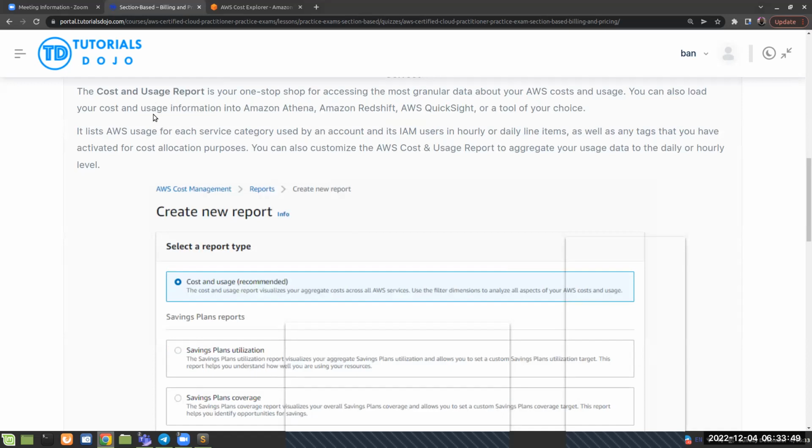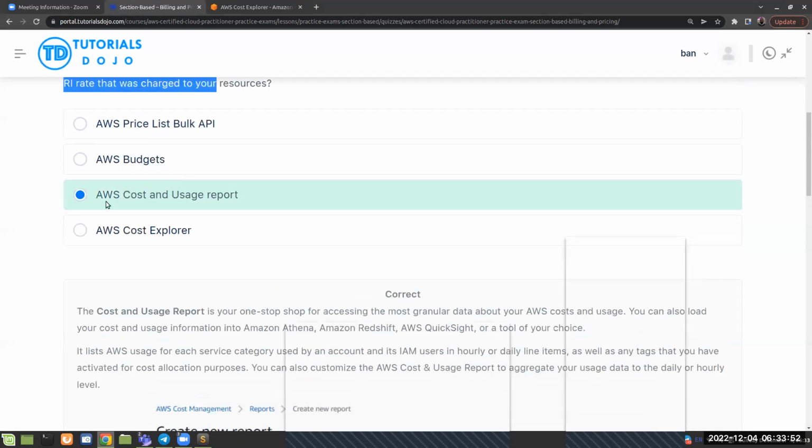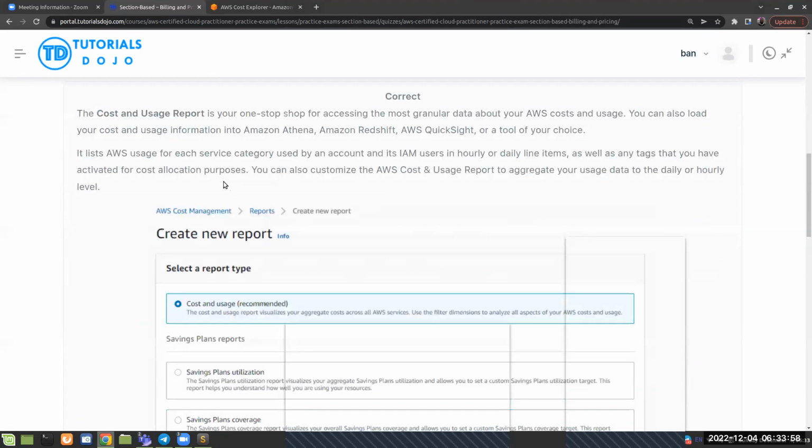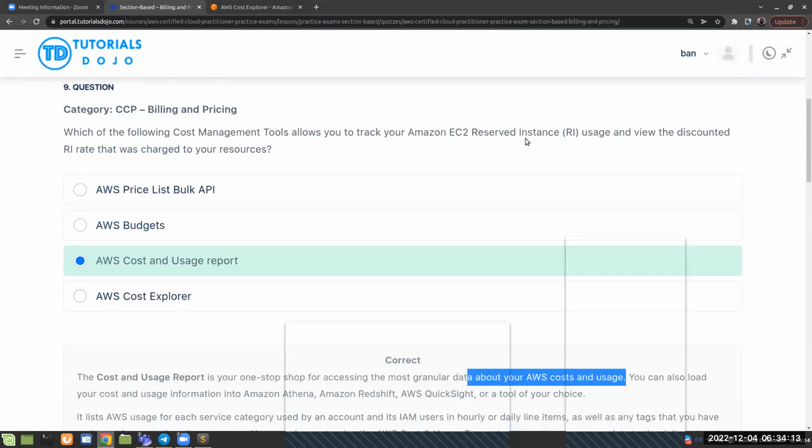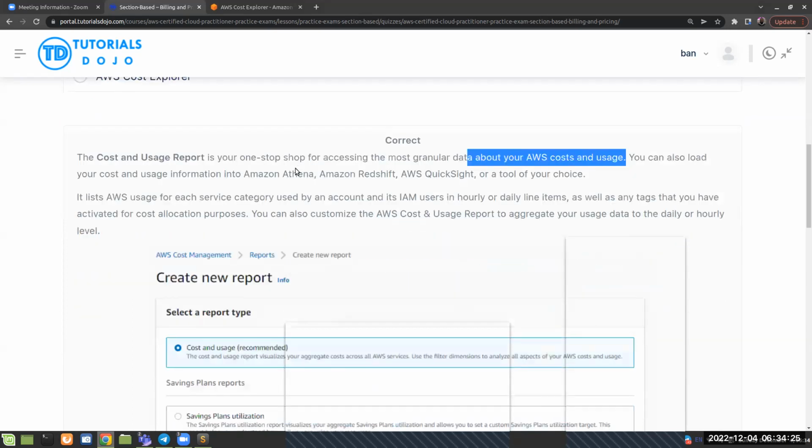So the first thing is to know the services again, right? You have to know what is AWS cost and usage report, what is AWS cost explorer, what is AWS budget. That is the first thing you have to know to help you answer questions like this. So the cost and usage report is your one-stop shop for accessing the most granular data about your AWS cost and usage. This is trying to get granular data. You are trying to really go below and see, track your Amazon EC2 reserve instance usage and view the discounted rate that was charged. So you are really trying to get detail, right? More granular. You are not just trying to have an overview. You want to know exactly what was charged.